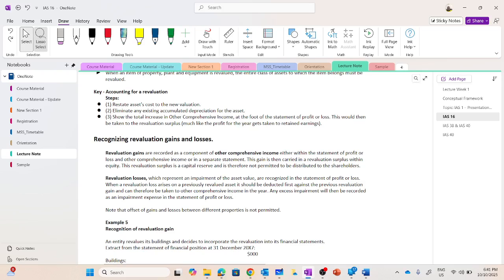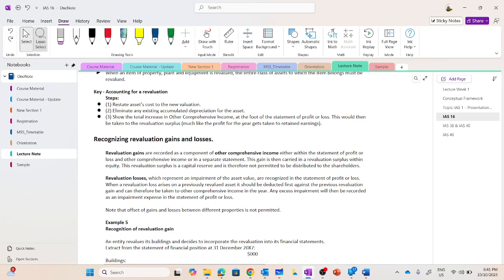Any excess will then be recorded as an impairment expense in the statement of profit or loss. Fine. So now, for us to understand this one, we need to understand the prudence concept. The prudence concept states that we should not recognize a gain until it is realized. When talking about recognizing, we should not show it as other income in the statement of profit or loss.